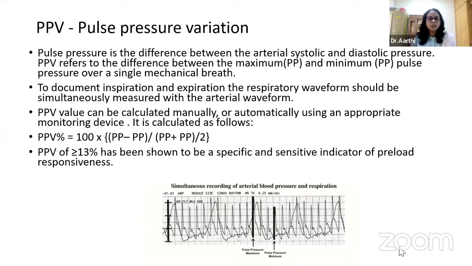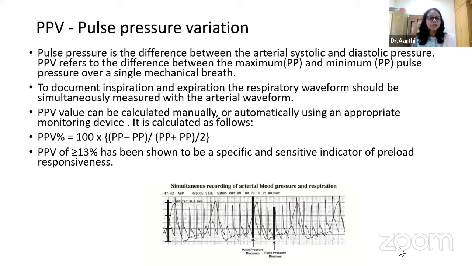Pulse pressure is the difference between the arterial systolic and diastolic pressure, and that's the definition of pulse pressure. Pulse pressure variation refers to the difference between the maximum pulse pressure and the minimum pulse pressure over a single mechanical breath. This is analyzed in patients on positive pressure ventilation. The inspiratory and expiratory respiratory waveform should always be simultaneously analyzed when assessing pulse pressure variation with an arterial waveform.